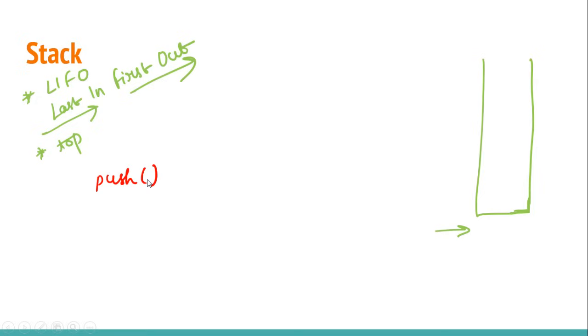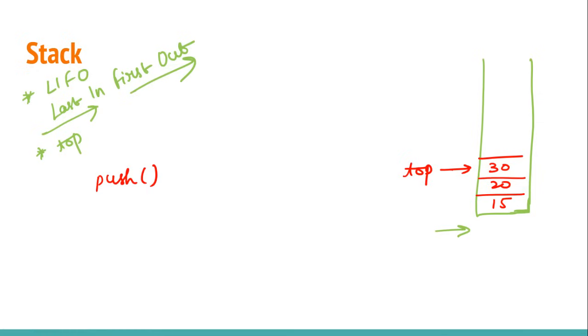Anytime you want to insert any element into a stack, you have to call this function. So let's say we want to add 15. We say stack.push, whatever the name of the stack is, stack.push 15. Then we add 20, then 30. And by this time the top would point to the topmost element in the stack, that is 30, right?